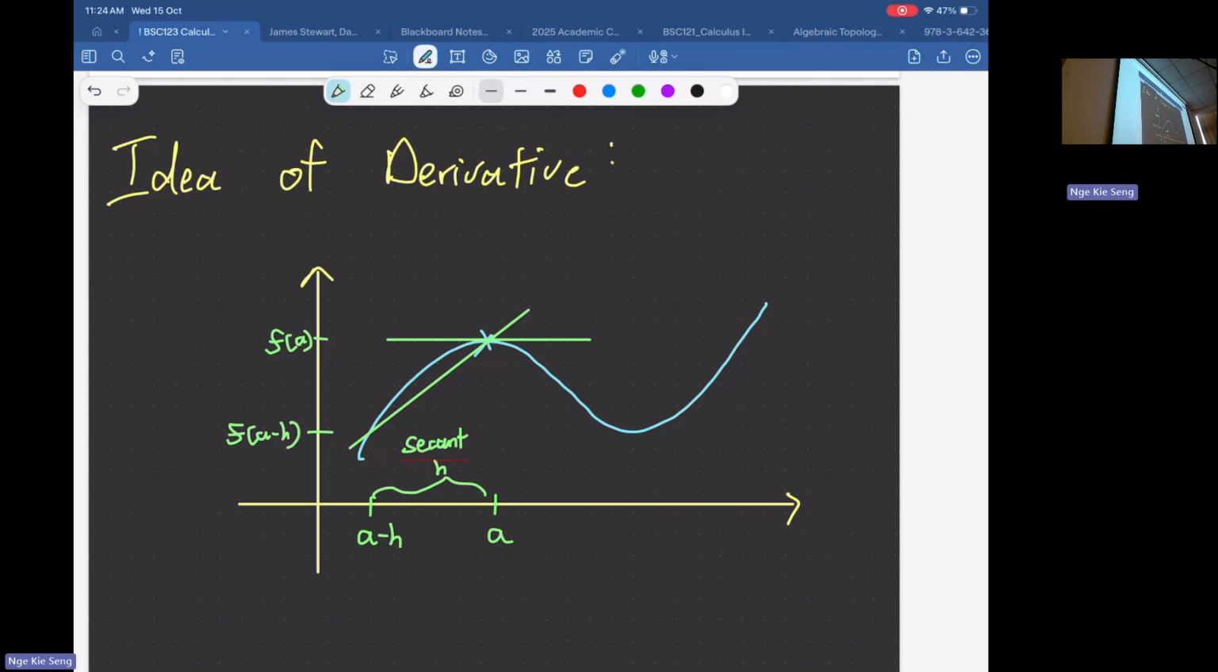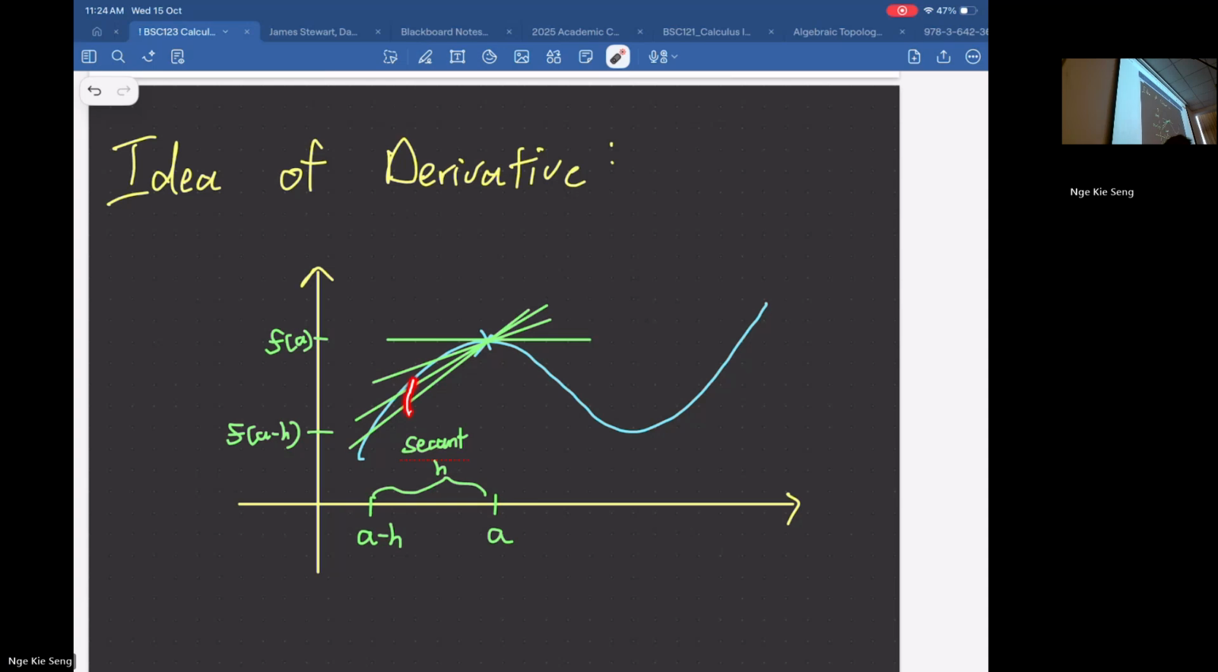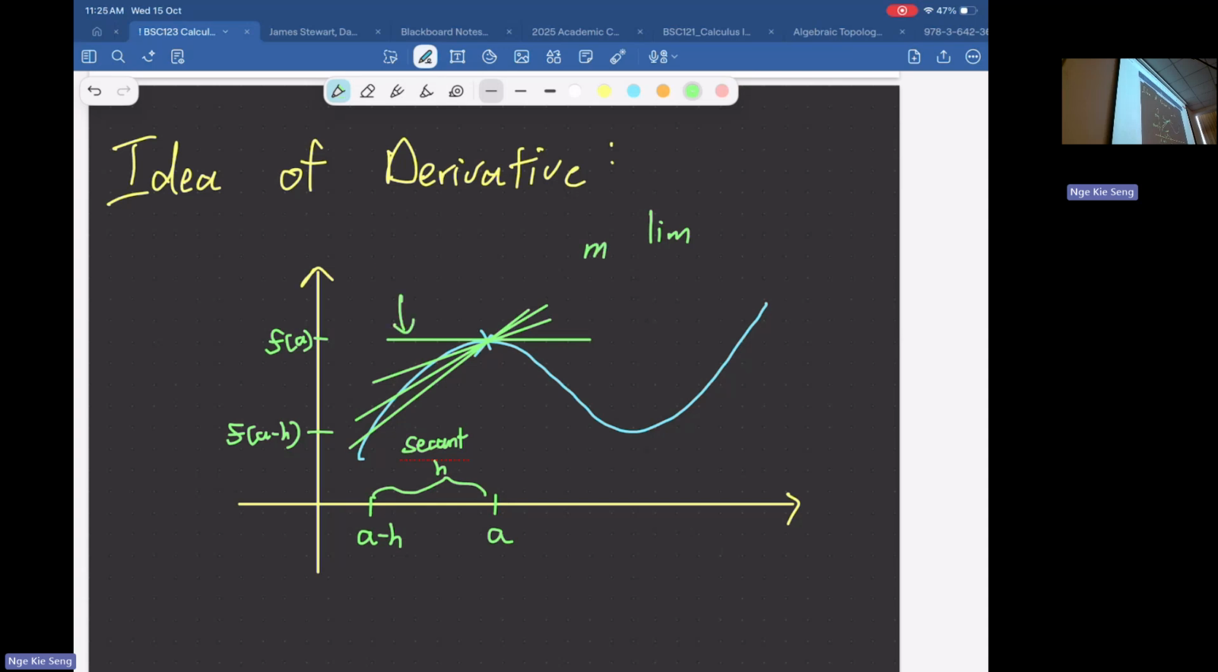So we could consider a smaller h, even smaller h. Can you observe something? There's a sequence of secants. And how we define this tangent line is the limit of the sequence until h is 0, where they coincide. Let me write down the limit here. This is defined by the gradient of this line.